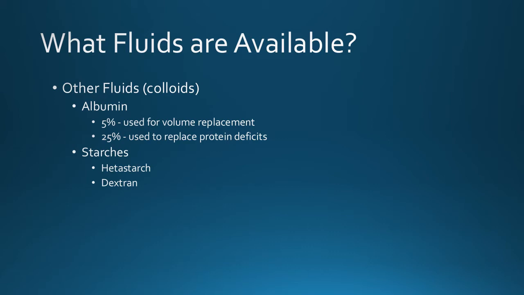There are some other ones. There's things like hetastarches and dextrans. Again, that's going to be more relegated to surgery. I'm not going to cover those here to any great extent. They're more expensive and they have some side effects associated with them. So kind of outside of our scope here, but albumin we will talk about because it is used more commonly.